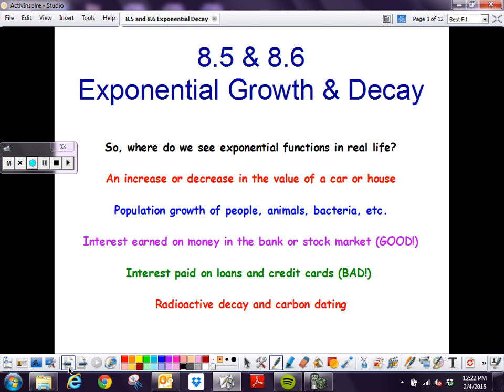You see population growth of people, animals, bacteria. Bacteria is definitely going to grow at an exponential rate. That's why so many of you have the flu.